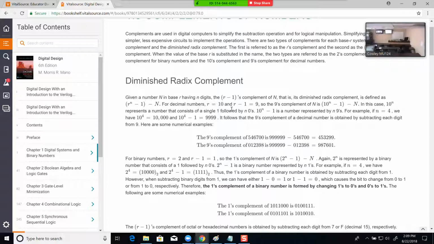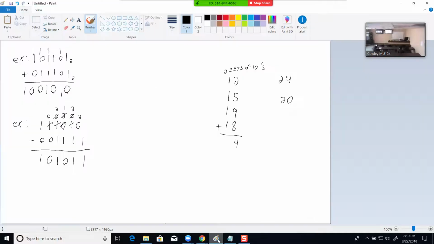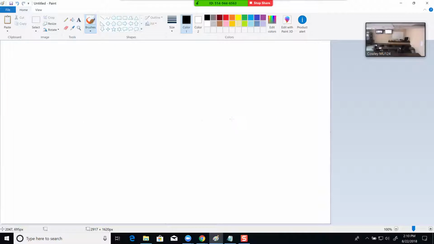Find an example here. I'm going to work the one they give. For decimal numbers, R is equal to 10. So in this case, you got this. You've got the book in front of you, in theory, so I'm going to show this over here. Now, it's much easier than what I'm showing you. I'm just showing you the theory behind it, now with an actual example.